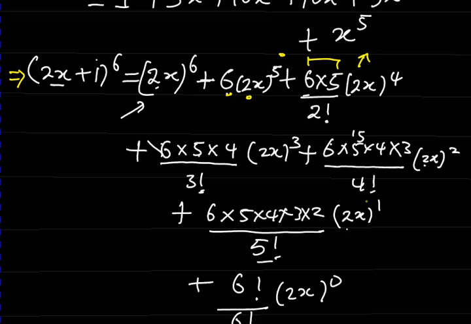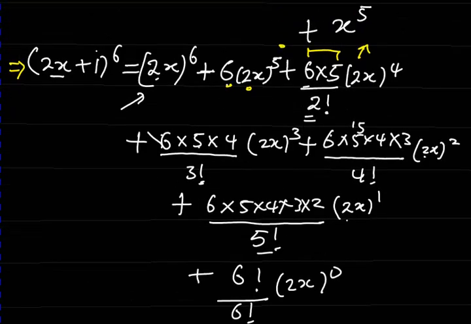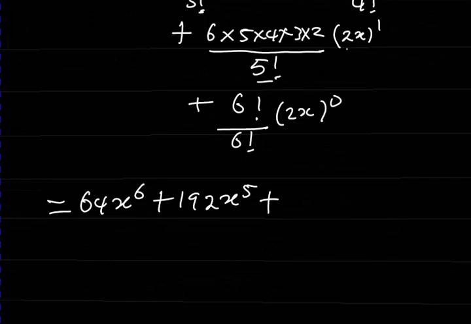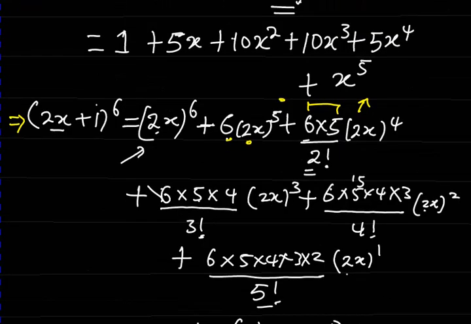Let me do that again. This is 6 times 5, which is 30. 30 divided by 2 is 15. Then 2 raised to the power of 4 is 16. 16 times 15 is 240. So the coefficient of the next term is 240, then x raised to the power of 4. Plus, let's work on the next term.